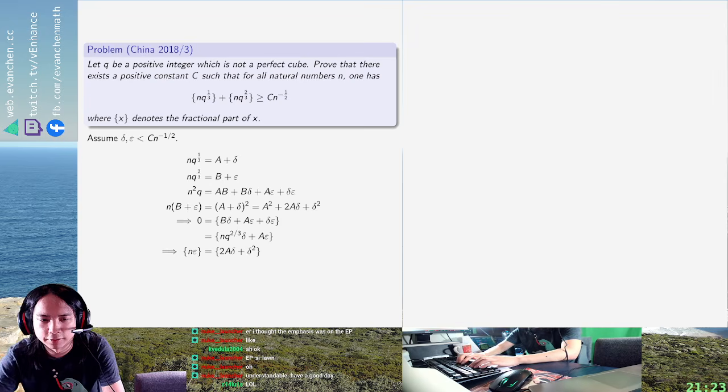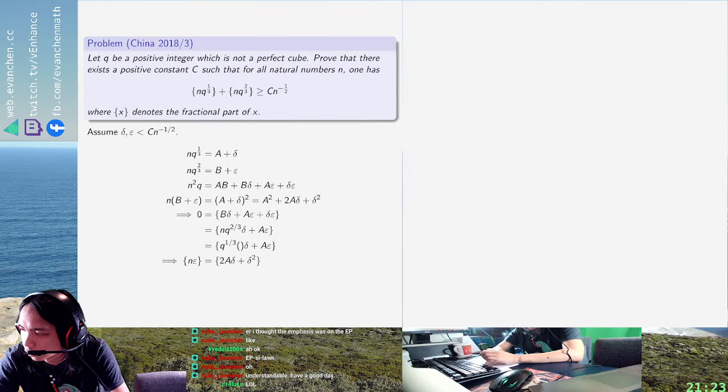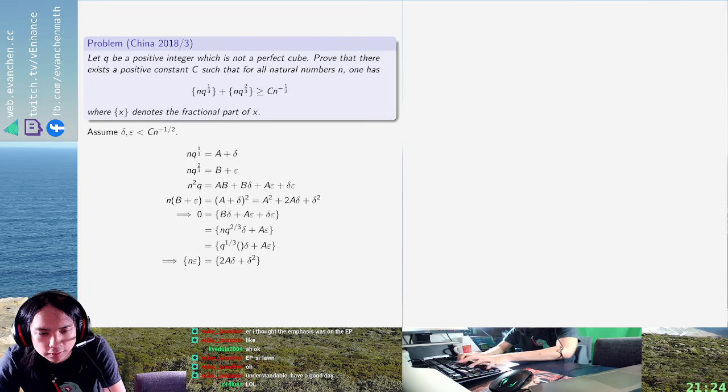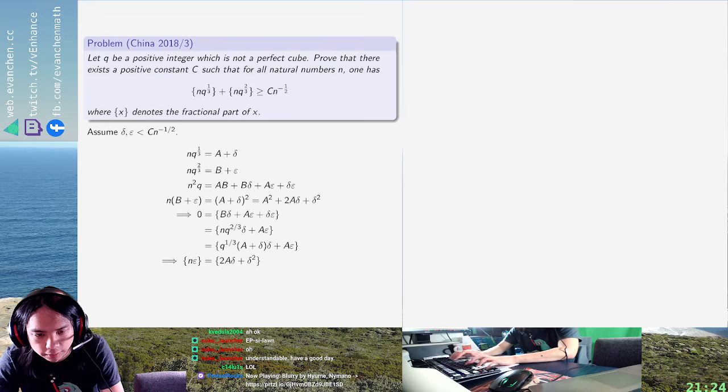I want to at least write this as q to the cubed of q times, because q is fixed but n is not fixed, so anytime I can trade q's for n's, that's probably a good thing. A plus delta. So if I group everything, this is like delta squared plus a, delta squared times a, q to the 1/3, delta plus epsilon.